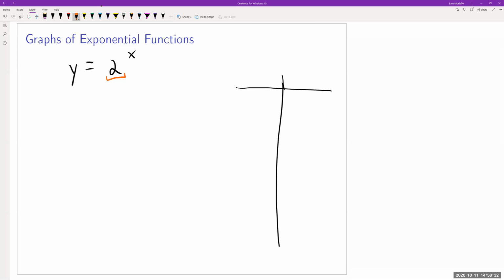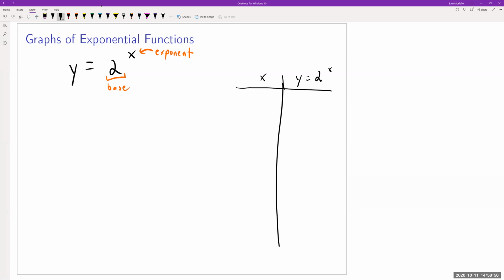With this type of function, you've got a base and an exponent. And unlike something like y equals x squared, it's the exponent that is the variable. In x squared, the base is our variable. We want to use a table of values to get a look at what this function will look like.